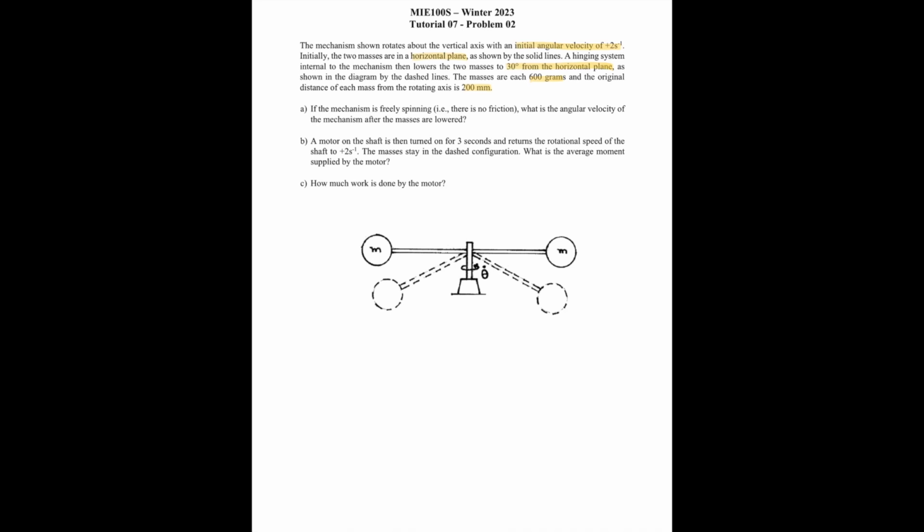So, first of all, if the mechanism is freely spinning, so there's no friction, what is the angular velocity of the mechanism after the masses are lowered? And B, we also want to know if the motor on the shaft is turned on for 3 seconds and returns the rotational speed of the shaft again to 2 per second, when the masses stay in the dash configuration, what is the average moment supplied? And finally, we want to find out how much work is done by the motor.